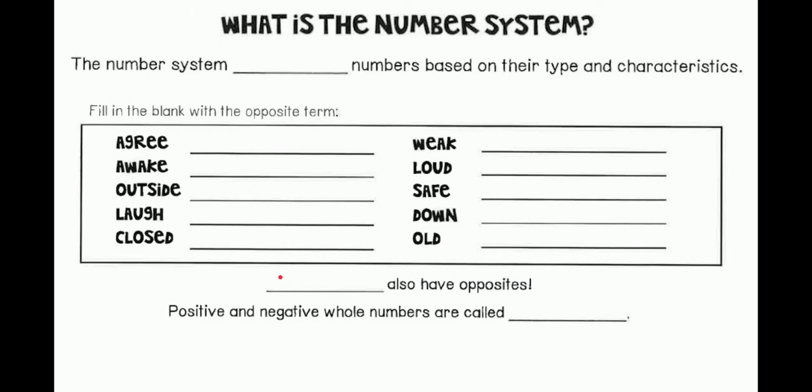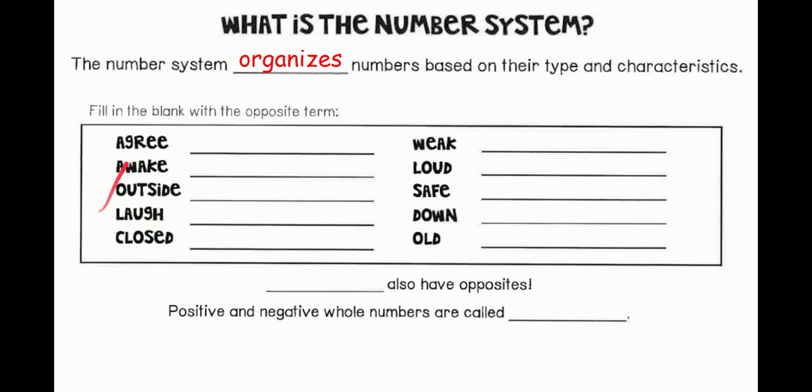In this video, we're going to learn about the number system. You should have your printed notes with you so that you can fill in the blanks and follow along. Let's begin. The number system organizes numbers based on their type and characteristics. As we move forward in this video, you're going to learn about whole numbers, integers, positive, and negative numbers. Those are things you might be familiar with.